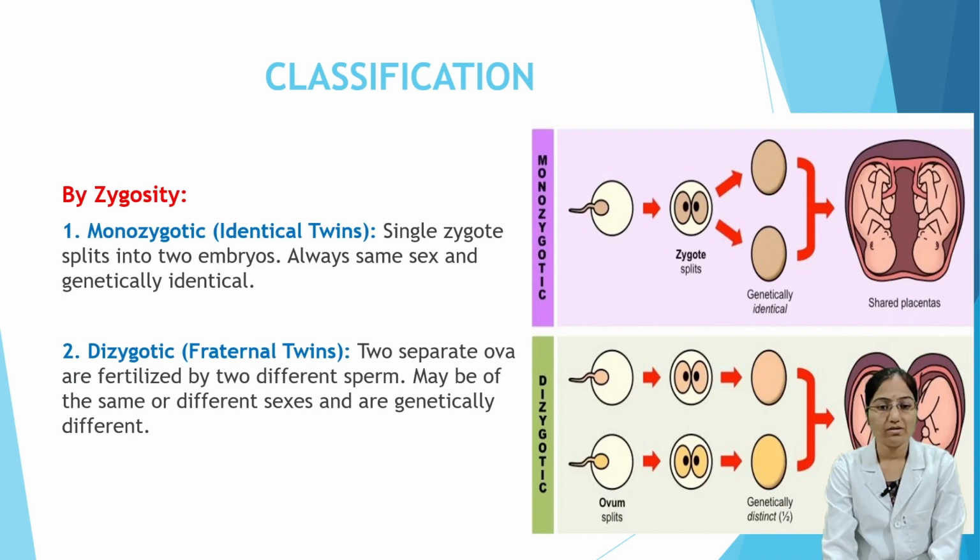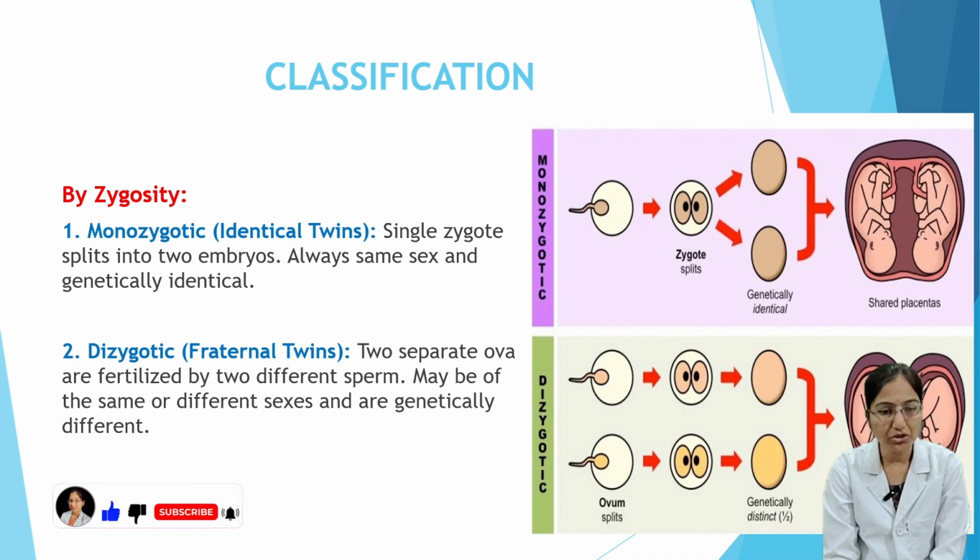Next we'll see the classification. It is a most important thing. First, by zygosity, we can see two types, monozygotic and dizygotic. Okay, first we'll see the monozygotic one. Here it is identical twins. We can see the identical twins in monozygotic.